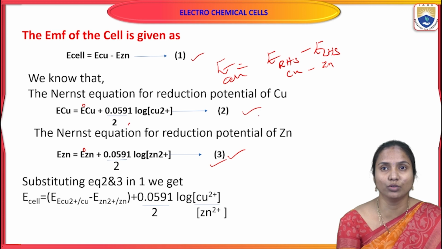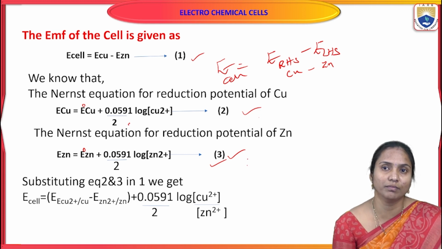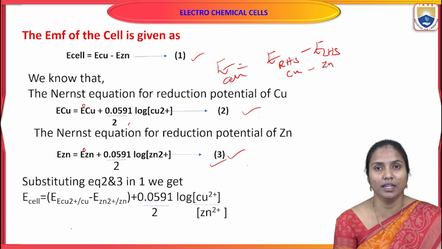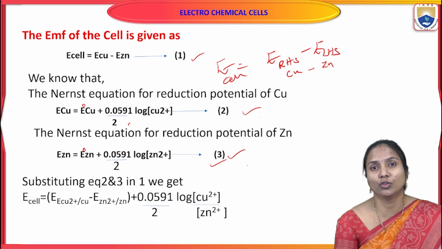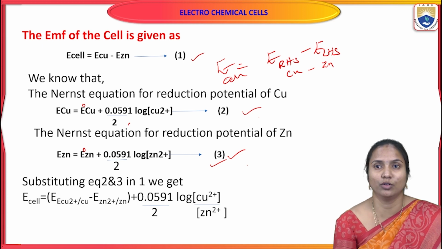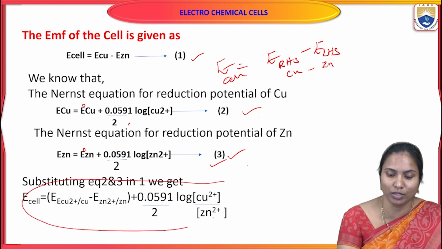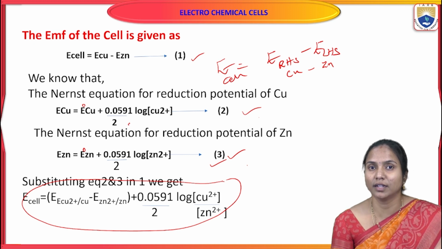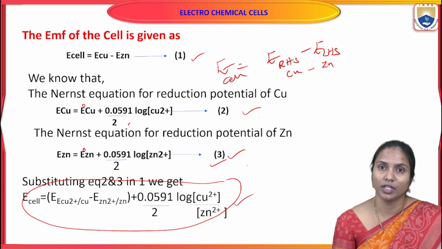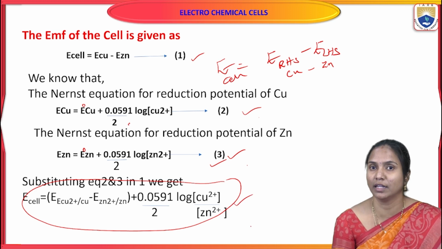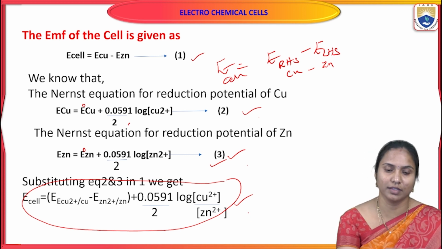Substitute equation numbers 2 and 3 in equation number 1. Finally we get E cell equals E naught Cu2+/Cu minus E naught Zn2+/Zn plus 0.0591 by 2 log [Cu2+] by [Zn2+]. This is the most important formula for numerical problems. To calculate the E cell value, we use this formula the most. In this way, by using this formula, we can calculate E cell of galvanic cells or electrochemical cells.